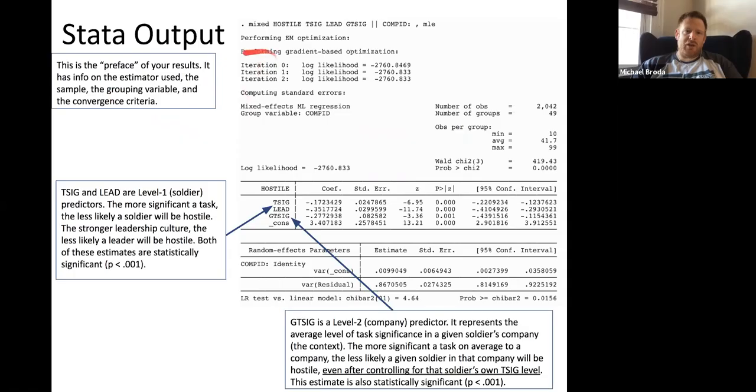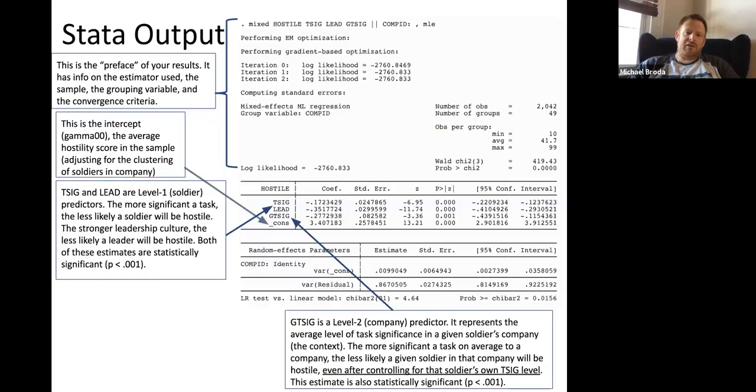The info up here is the preface part of your results. We talked about this last week. This is where we get global fit statistics, log likelihood information, and information about the numbers of groups. This is the likelihood ratio test as well, although it's going to be a little bit different in this case because we have predictors in this model, so it's not interpreted quite like if we were interpreting just a null model, but it's the same general idea.